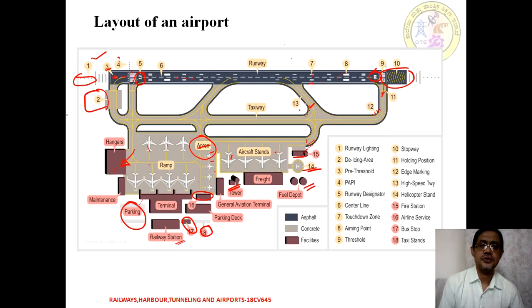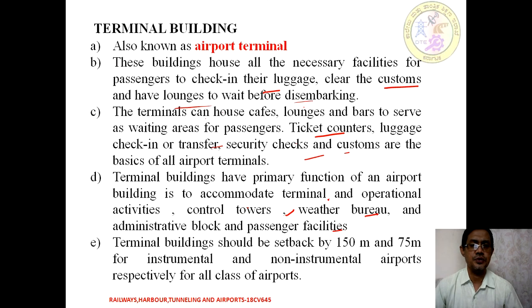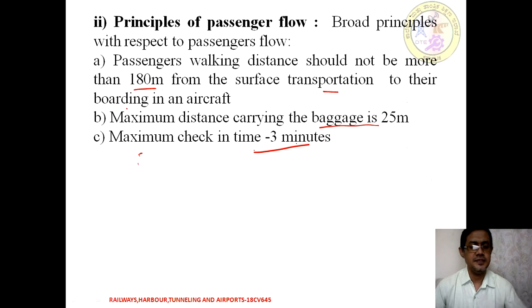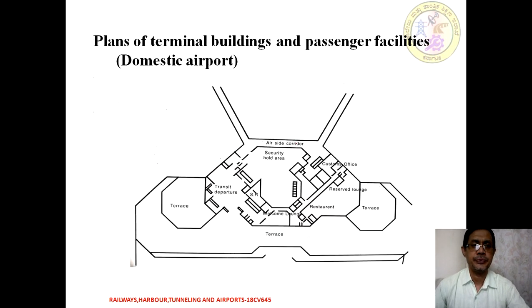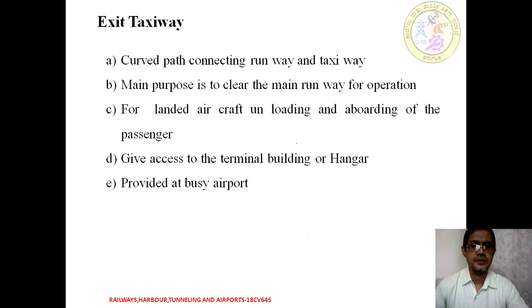Yes, so in this image we can see that this is a runway and this is a main taxiway. The curved path we have provided here is called an exit taxiway. It connects the hangar, or rather it connects the runway and the taxiway.